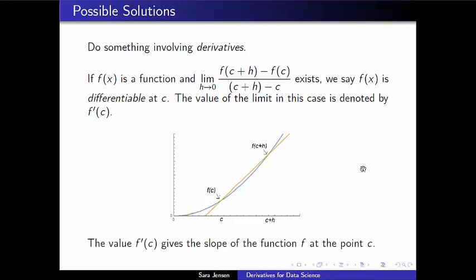So the main takeaway from this slide as we move forward is that when we talk about a function having a derivative at the point c, which we denote with this little f prime notation, this thing means the derivative of the function f at the point c. That value is giving us the precise slope of the function f at that point.